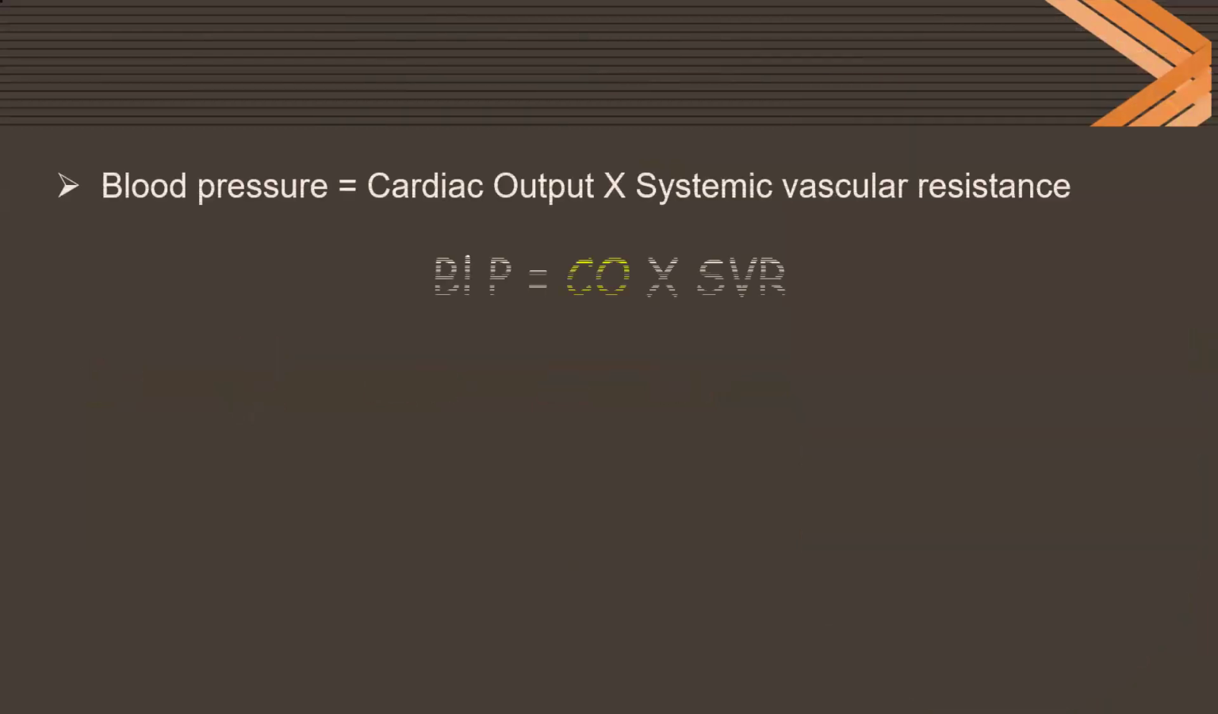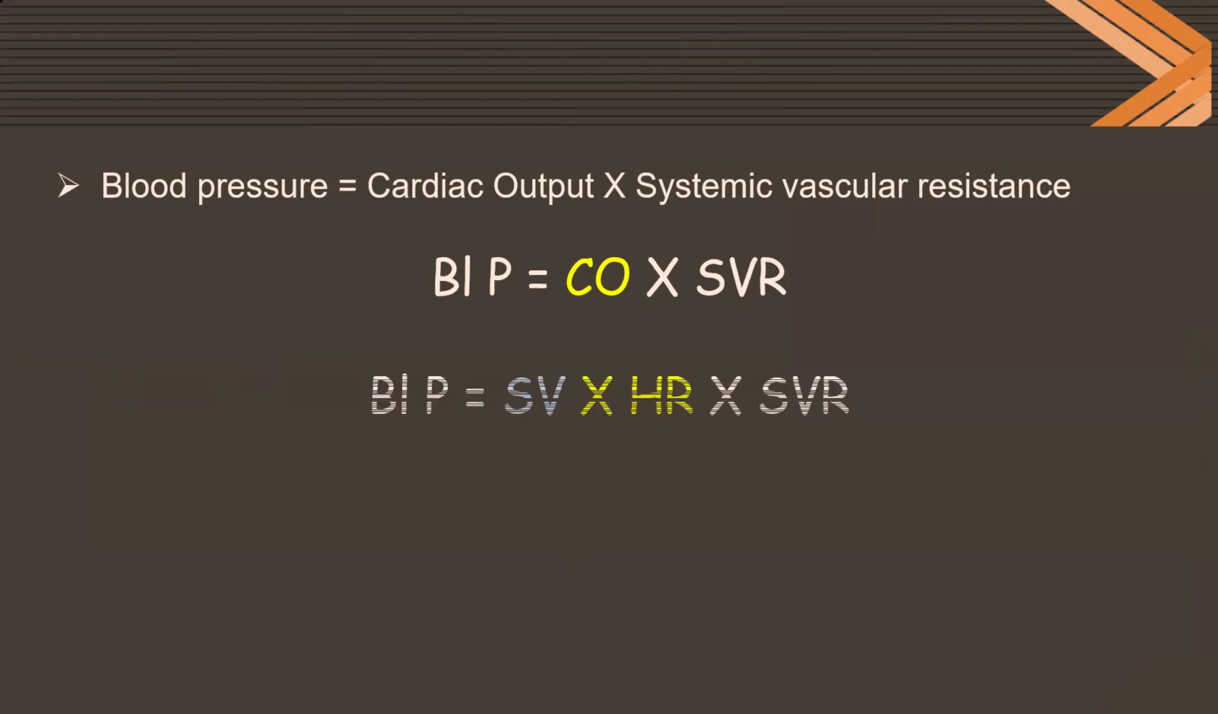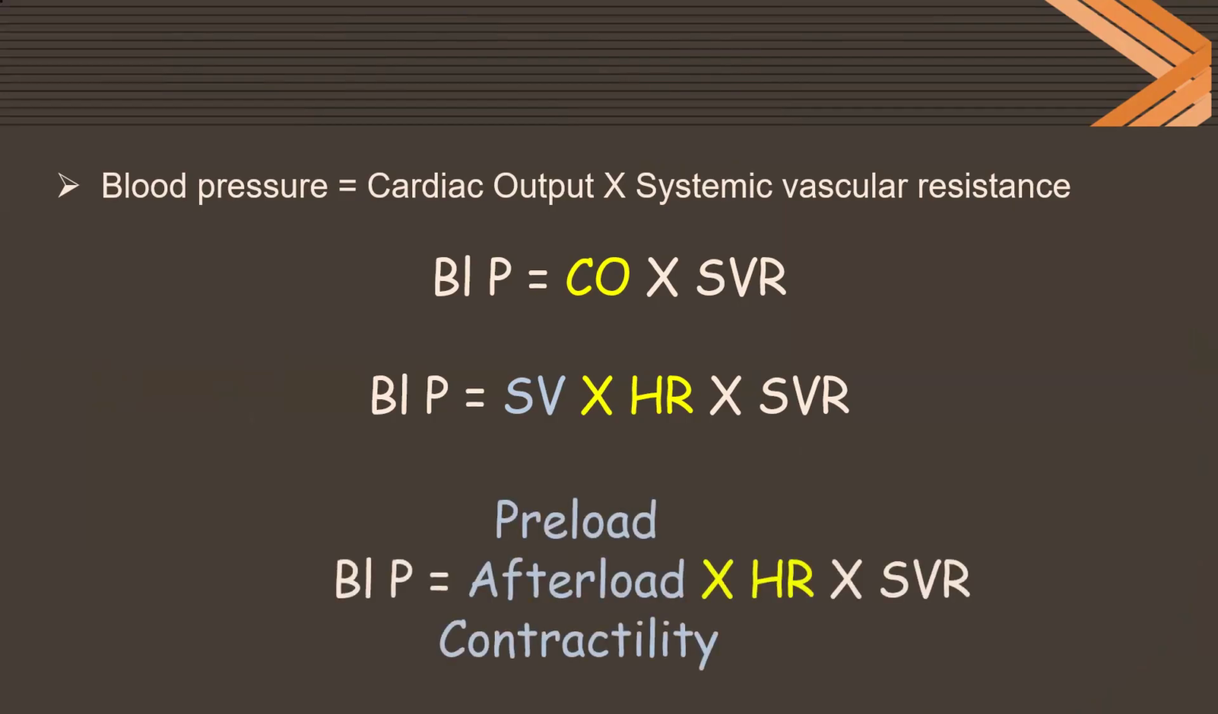And if we arrange this equation, blood pressure will equal cardiac output multiplied by systemic vascular resistance. And as we said before, cardiac output equals stroke volume multiplied by heart rate. And the determinants of stroke volume that we discussed in the beginning of this talk are preload, afterload, and contractility. So this is the last equation that we will follow throughout this talk.